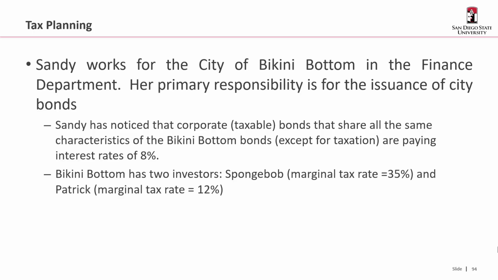And let's further assume that Bikini Bottom has only 2 investors, SpongeBob with a marginal tax rate of 35% and Patrick with a marginal tax rate of 12%. So think of SpongeBob being on the high income earner end and Patrick being on the low income earner end of the spectrum.